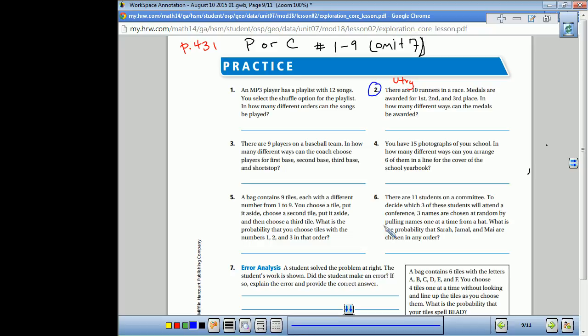If order matters, it's a permutation. If order does not matter, it's a combination. If order matters, it's a permutation. If order does not matter, it's a combination.